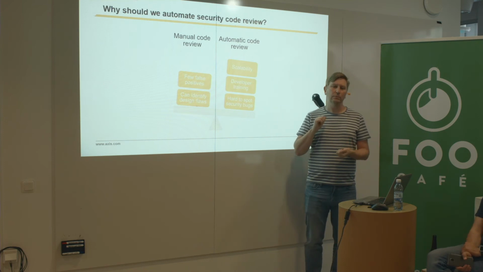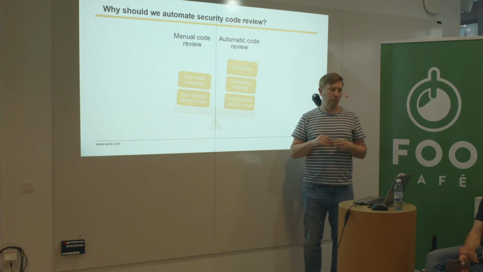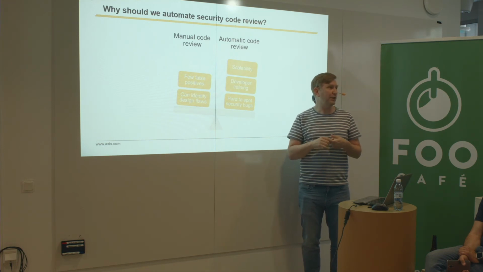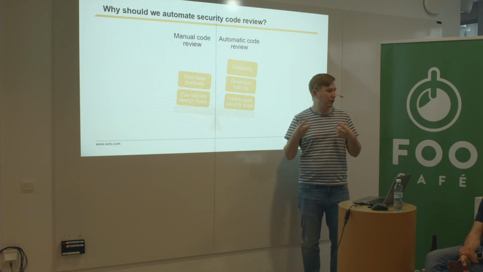So if you want to do security code review, you can do it manually. There are some benefits to that. If you're good, there are few false positives. The stuff you find is actually real bugs. And as a human, you will understand the architecture by doing the code reviews, so you will find architecture issues.